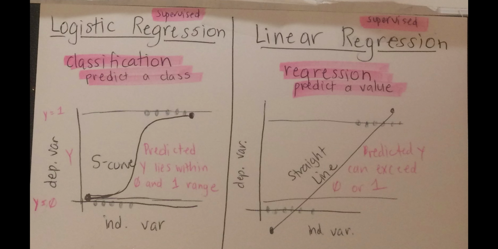the decision boundary like for each? The decision boundary for a logistic regression algorithm is an S-curve, and the predicted y lies within the 0 and 1 range, versus the linear regression is a typically slanted straight line, and the predicted y can exceed the 0 or the 1 on the dependent variable axis.